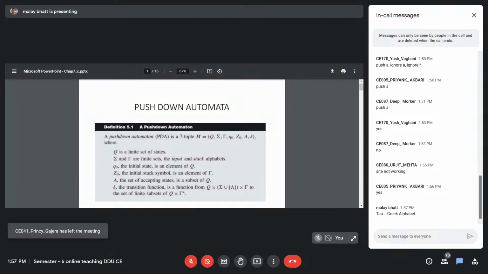Right? The third is a tau. It is not T. You can see it is not T. It is a Greek alphabet tau, like alpha, beta, gamma, it is tau. So Q, sigma, tau. We have a Q0, a starting state, a Z0, a special symbol on the stack, A, which is a set of accepting states, and delta, which is a transition function.